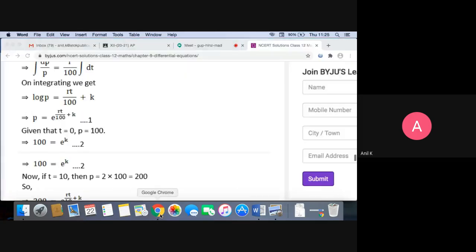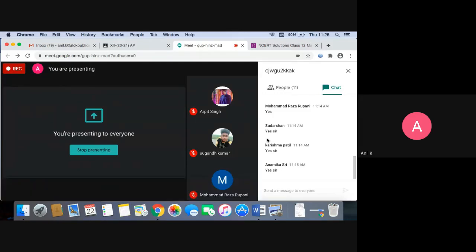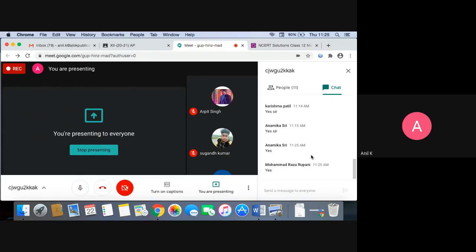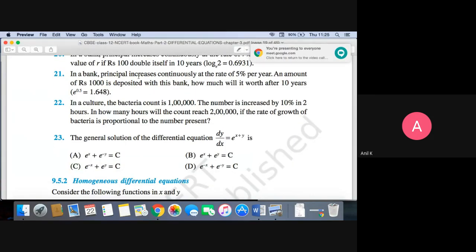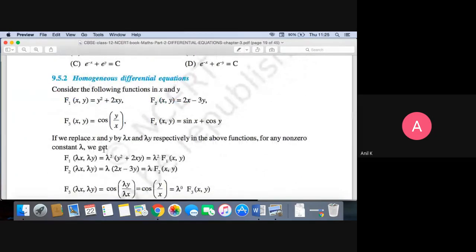Is this clear how we solved it? Yes, students? Yes, sir. What about others? Okay, yes. So like this, you can solve the next question. 21 is also about bank amount, principal amount, the same way. 22, 23 also. So we'll move to the next topic, homogeneous differential equation.